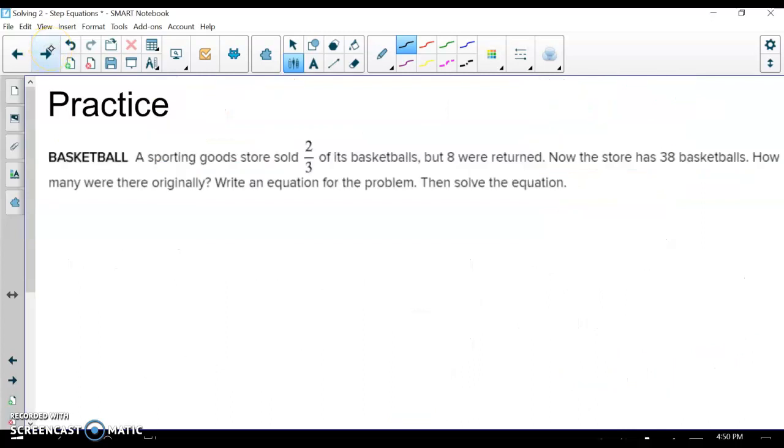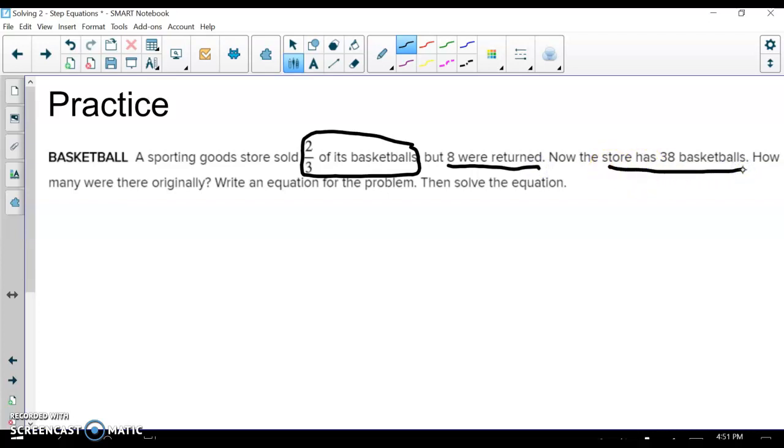All right, so next we have a word problem. A sporting goods store sold 2/3 of its basketballs, but 8 were returned. Now the store has 38 basketballs. How many were there originally? Write an equation for the problem, then solve the equation. All right, so we have a few different things we need to look at right here. It sold 2/3 of its basketballs. But then 8 were returned, and it now has 38 basketballs.